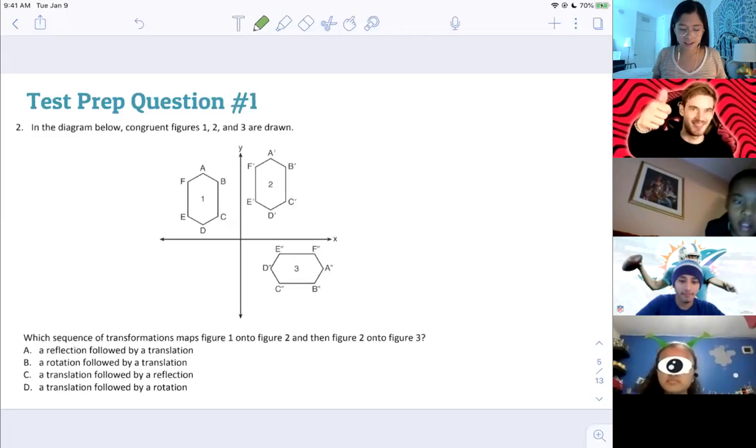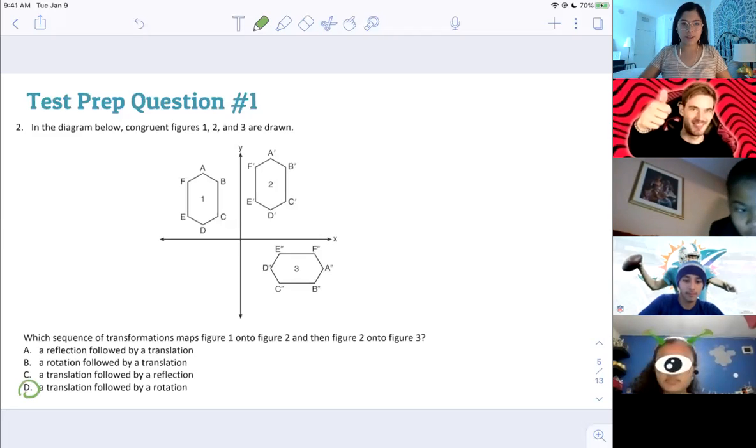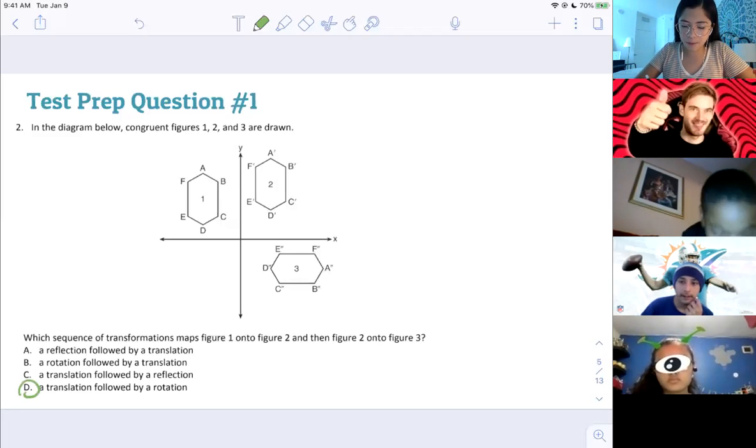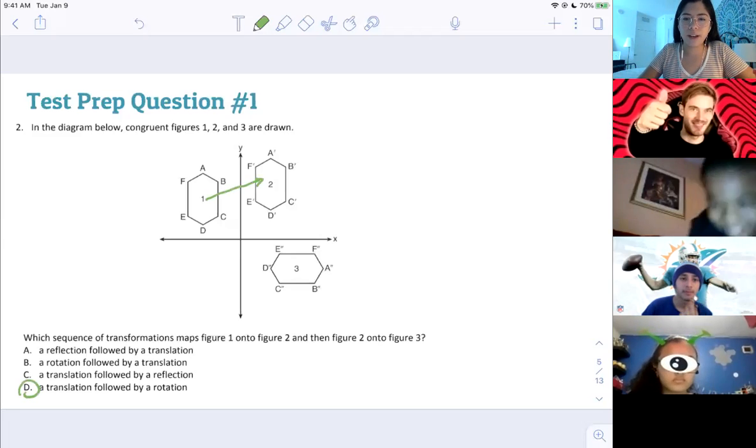All right. The correct answer is D. Remember that it has to go from number 1 to number 2, and then from number 2 to number 3. So if you think about it, what's the only way to get from number 1 to number 2? What can you eliminate based on this?